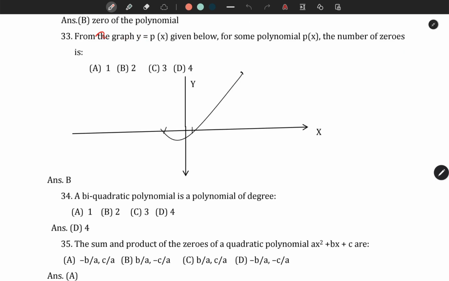The next question, from the graph of this polynomial, we have to find the number of zeros. So now if you look at the graph, this line is the graph. Now this graph is intersecting the x-axis at 2 points, here and here. So since the graph is crossing the x-axis at 2 points, it has 2 zeros. So answer is B, 2.